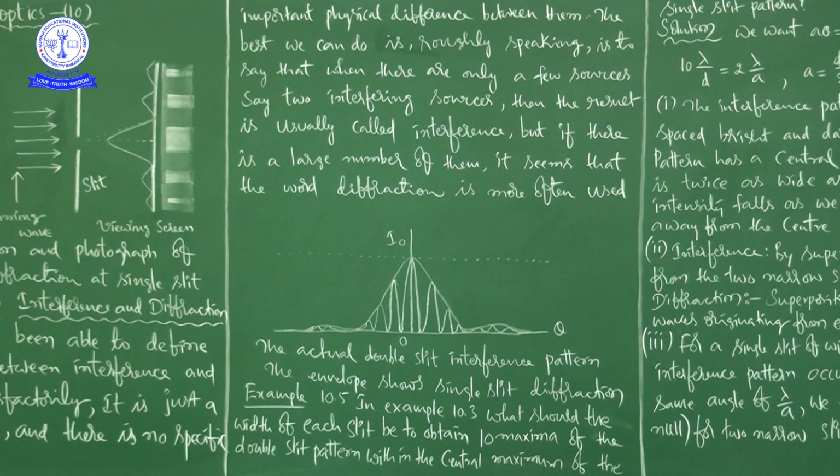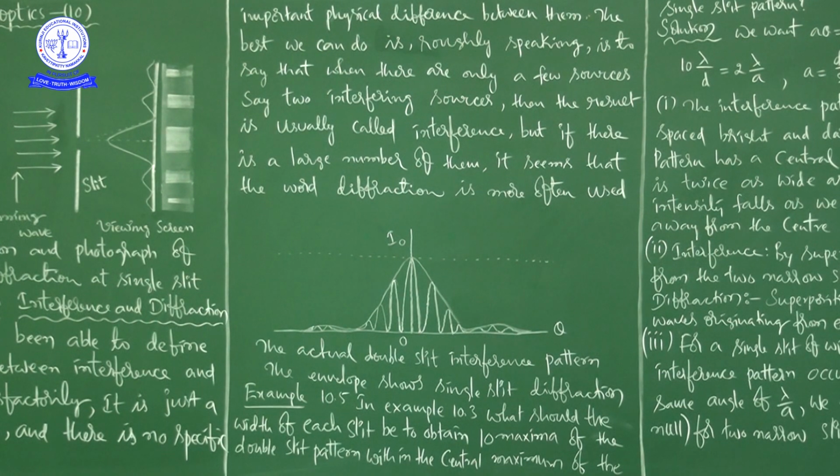Say this: No one has ever been able to define the difference between interference and diffraction satisfactorily. It is just a question of usage, and there is no specific important physical difference between them. There is no specific important physical difference between them, right? So what he is saying here is, no one has ever been able to define the difference between interference and diffraction satisfactorily. It is just a question of usage, and there is no specific important physical difference between them.